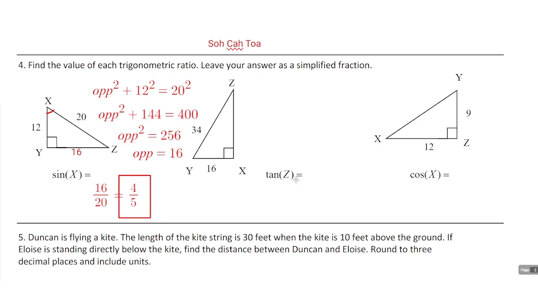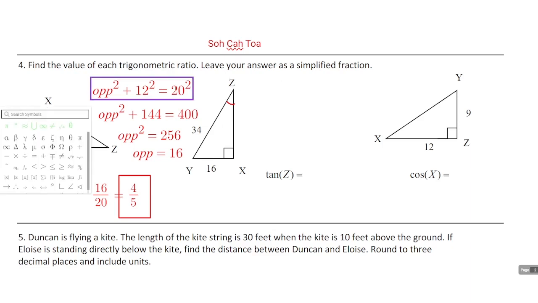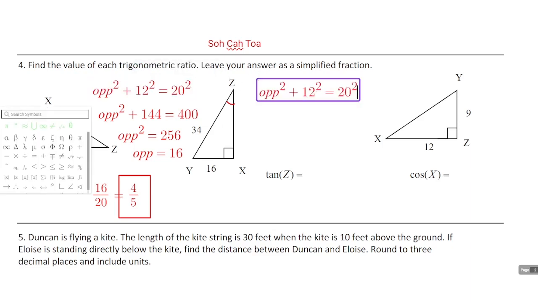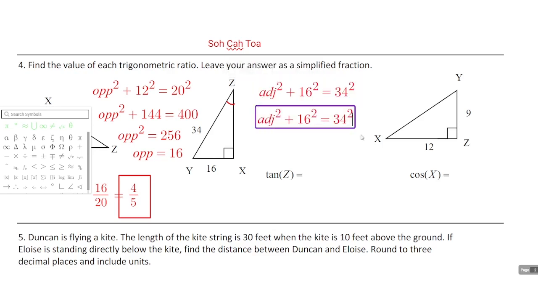The next part, we're finding tangent of z. Tangent's going to be opposite over adjacent. Z is this angle right here, so the opposite is 16, but we don't have the adjacent. We've got to use the Pythagorean theorem again. So the adjacent side squared plus 16 squared will equal 34 squared. So definitely going to want to use a calculator on this one unless you just want to do 34 squared on your own. I don't know what that is off the top of my head, but it's 1,156.